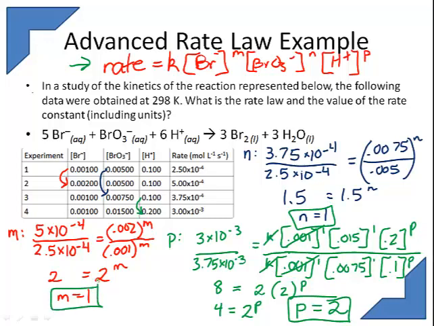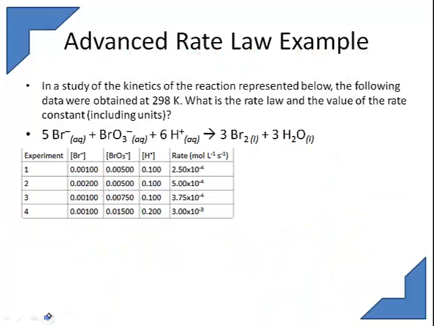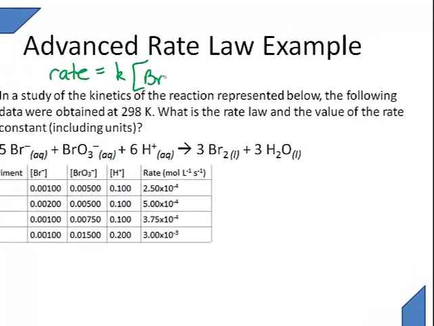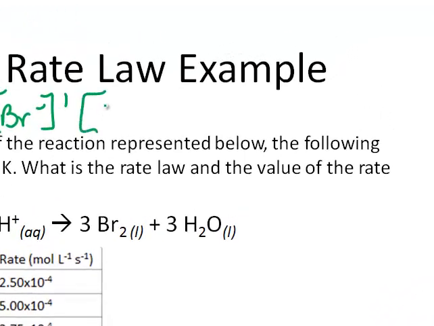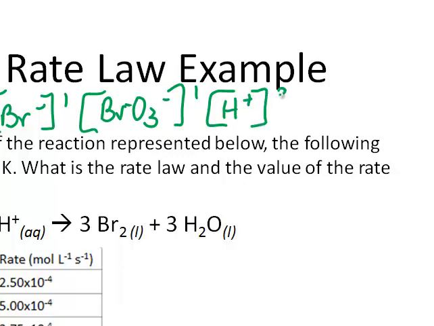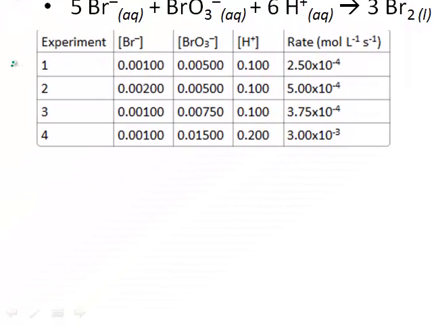Now we're going to have to plug those in and solve for k like we've done before. So let's again write out our rate equals k times Br- to the first times BrO3-. By the way, the pluses and minuses do matter. Those are charges on the ions, and those charges must be present in order to have a fully correct answer. So now what we want to do is find the value of k, and for that we can pick any experiment. Let's pick experiment 1.